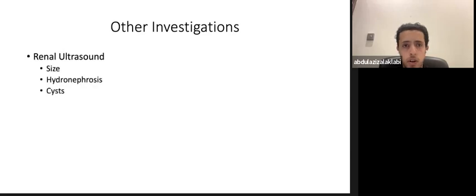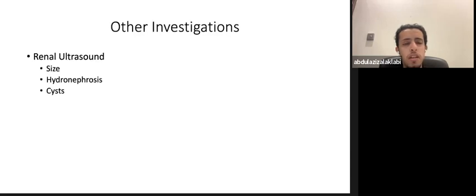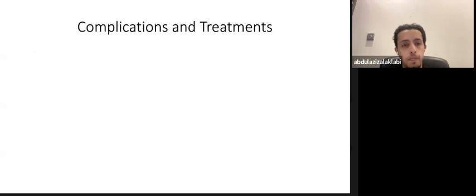Other investigations in general are renal ultrasound, and this is mainly when you're suspecting post-renal failure. So on physical exam, you see findings that point towards post-renal failure, such as we said before, if they're anuric, meaning they're not excreting any urine, you would likely go for an ultrasound. You want to rule out post-renal failure.